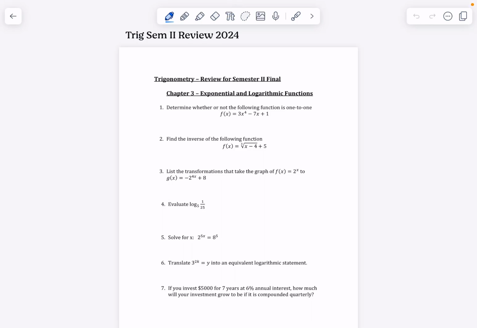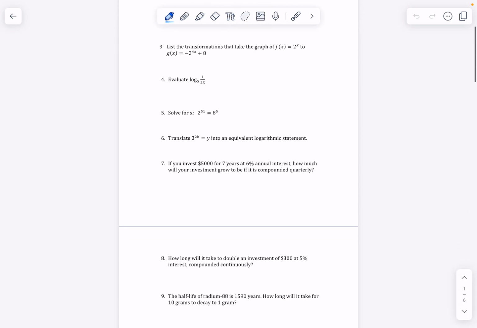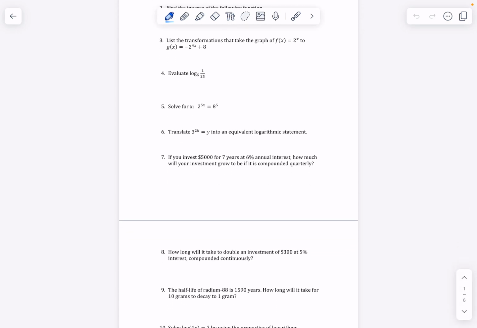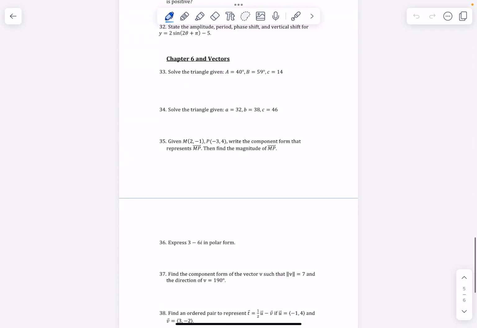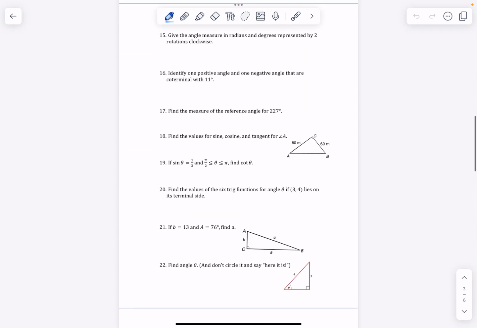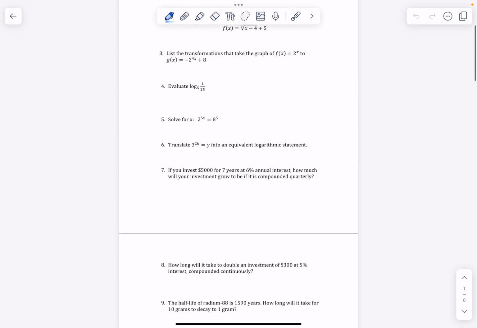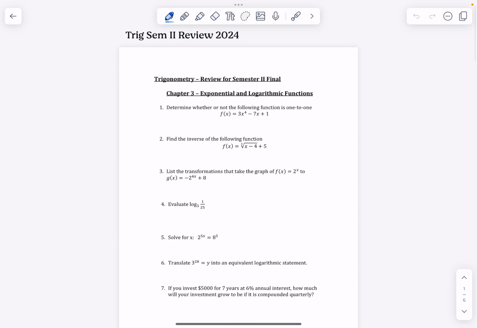Okay, Trig, this is day one of the second semester review packet. There are 40 questions on this review packet. I think there's 40. And so I'm going to try to get through the first like 12 or 13 today, something like that. And then we will continue on.